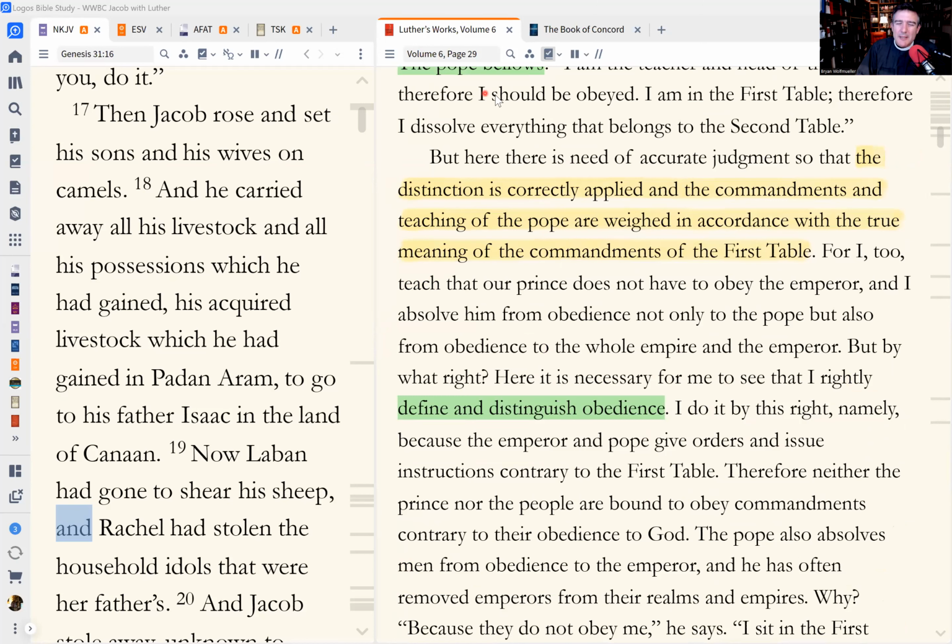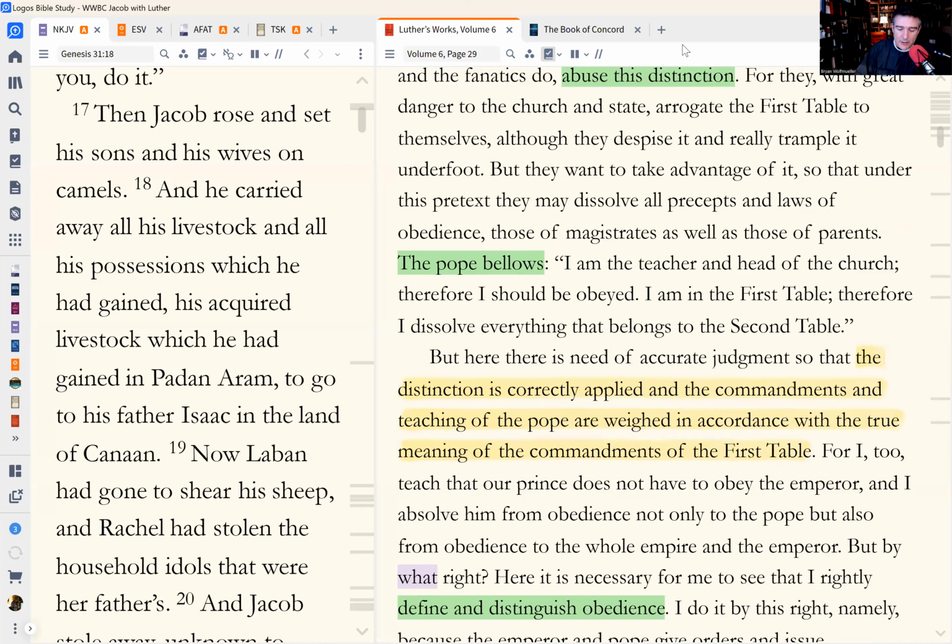the Pope, who bellows, I am the teacher and the head of the church. Therefore, I should be obeyed. I am the first table. And we see that claim is actually right. It is what the Pope is claiming. Now, I would encourage you guys to just download this document and take a look at it.